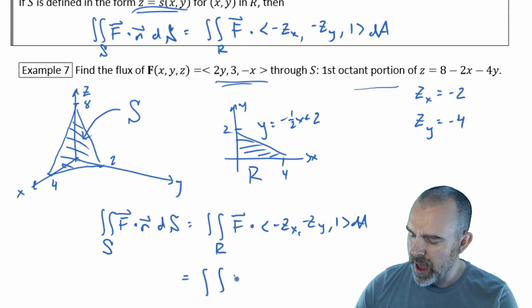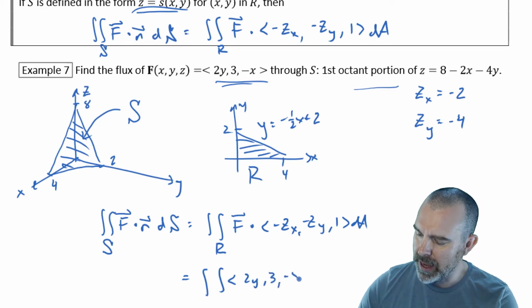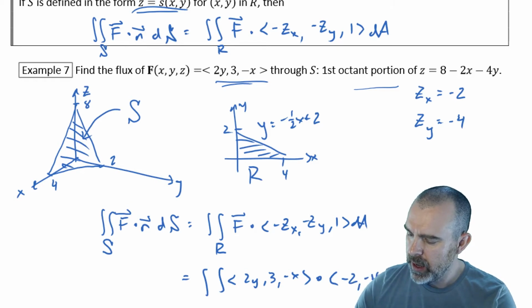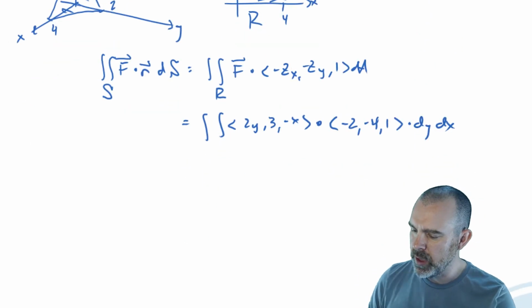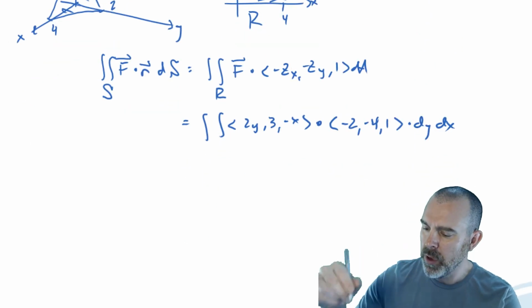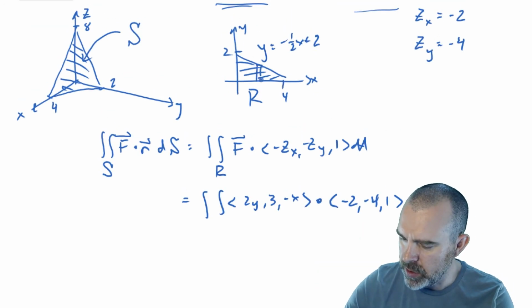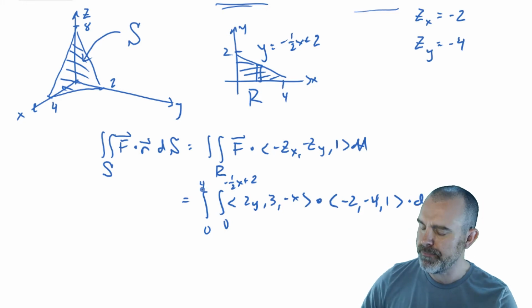Okay, what do we have here? 2y, comma 3, comma negative x, dot product with negative 2, negative 4, 1. And let's just do dy dx again. Sorry, blocking that. Scroll up. Y will go from 0 up to the line, so 0 to negative 1/2 x plus 2, and then x will go from 0 to 4.